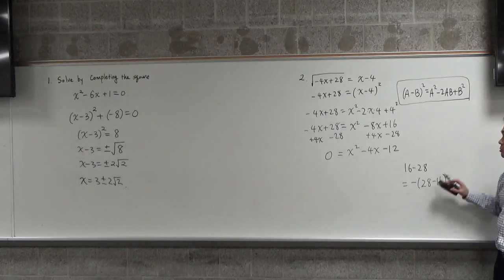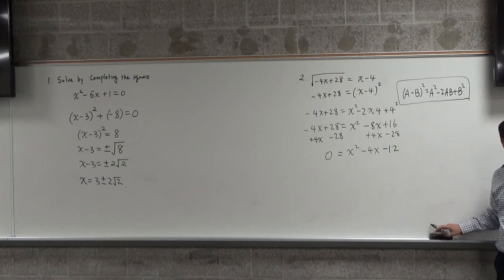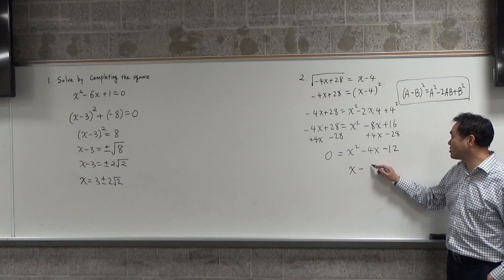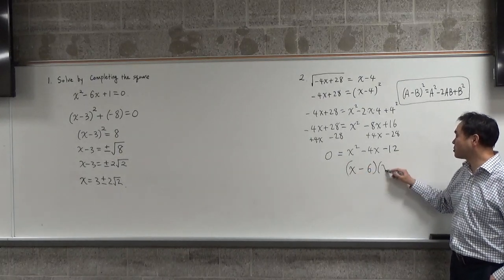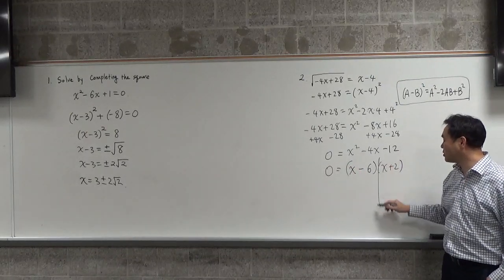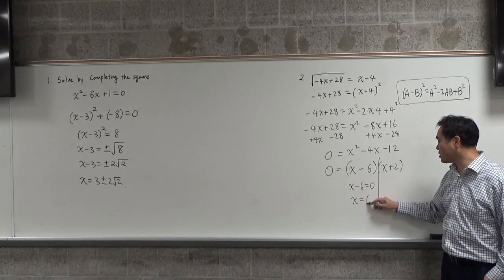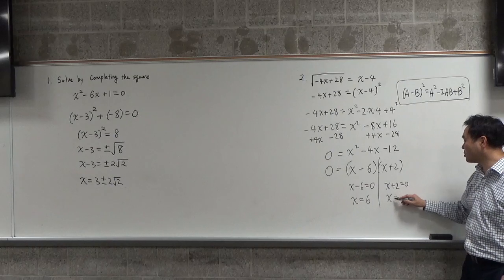Now tell me two numbers whose product is negative 12 and whose sum is negative 4. What's that? Yes? Negative 2. Yes. So you have negative 6 and then positive 2, yeah. x minus 6 plus x plus 2 equals to 0, and then you have x minus 6 equals to 0, and then x equals to 6, x plus 2 equals to 0, x equals to negative 2.